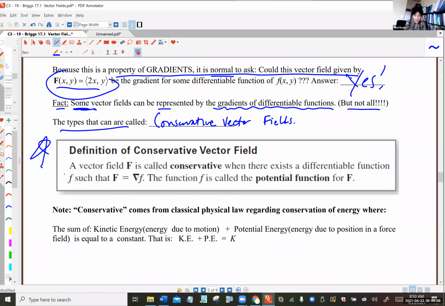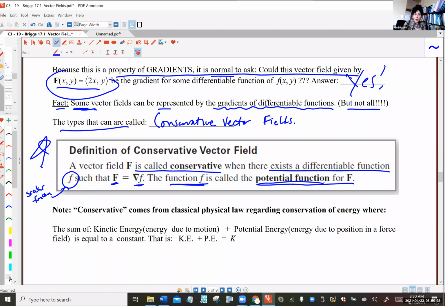of a conservative vector field. A vector field is called conservative if there exists a differentiable function little f, and this is known as a scalar function. It's not a vector field function, such that the vector field is equal to the gradient of f. Now, this scalar function f has a special name. We call that the potential function for the vector field, big F. All right, the potential function.